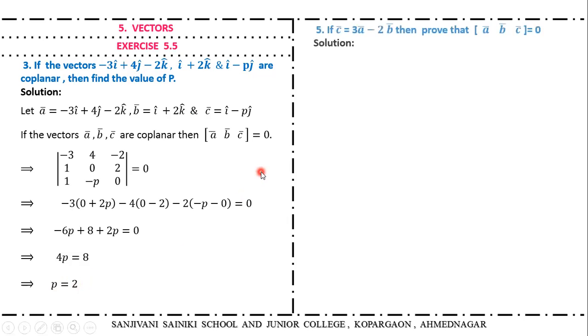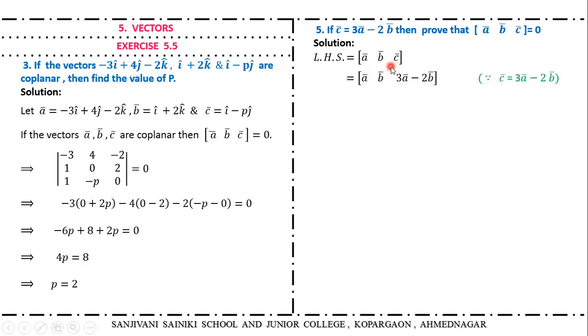Okay. Now moving further, the fifth example: it is given that c̅ = 3a̅ − 2b̅, and we have to prove that the scalar triple product of a̅, b̅, c̅ is 0. Now how to prove it? So let us consider the scalar triple product of a̅, b̅ and c̅.